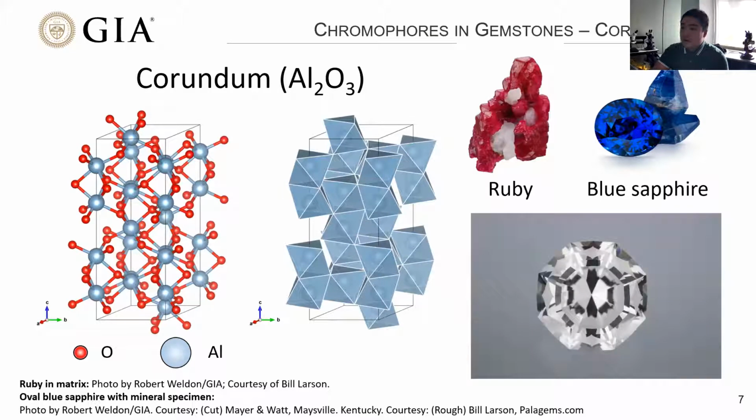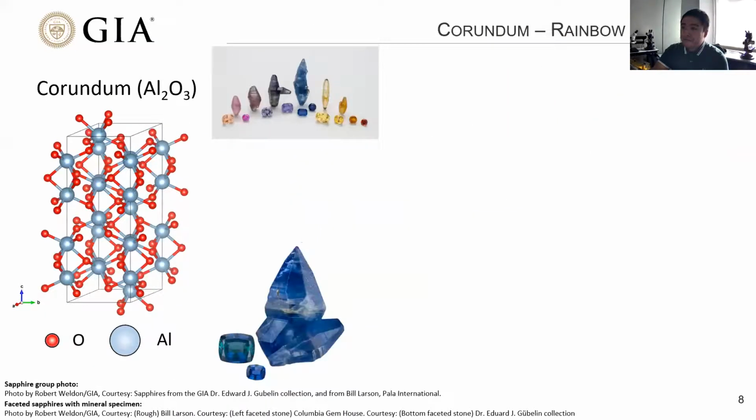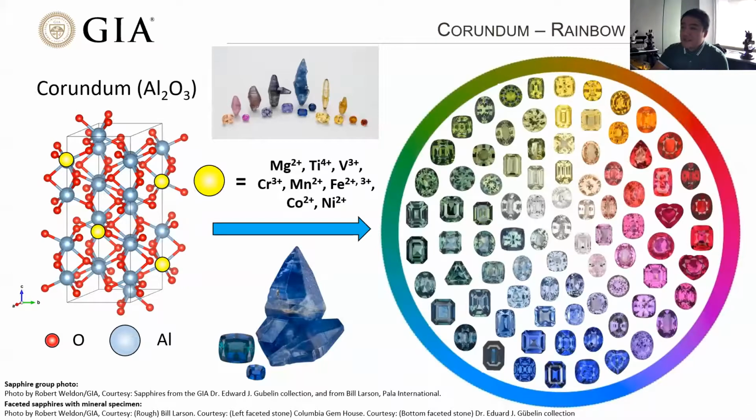Pure corundum is colorless, such as this synthetic colorless sapphire. Corundum shows different colors when other trace impurity elements, such as magnesium, titanium, vanadium, chromium, manganese, iron, cobalt, and nickel, replace aluminum ions in the crystal lattice. Corundum has one of the widest ranges of color among all types of colored stones, including red, orange, yellow, green, blue, violet, and purple in the visible spectrum.